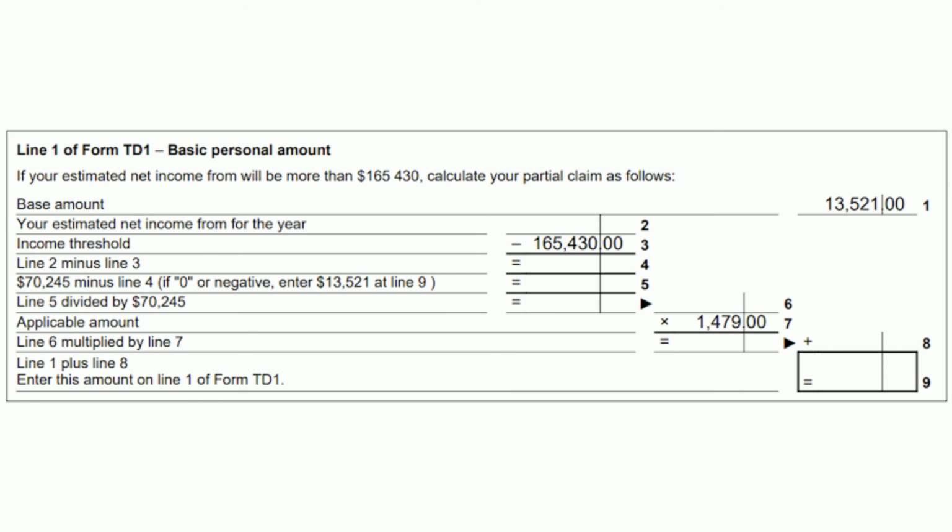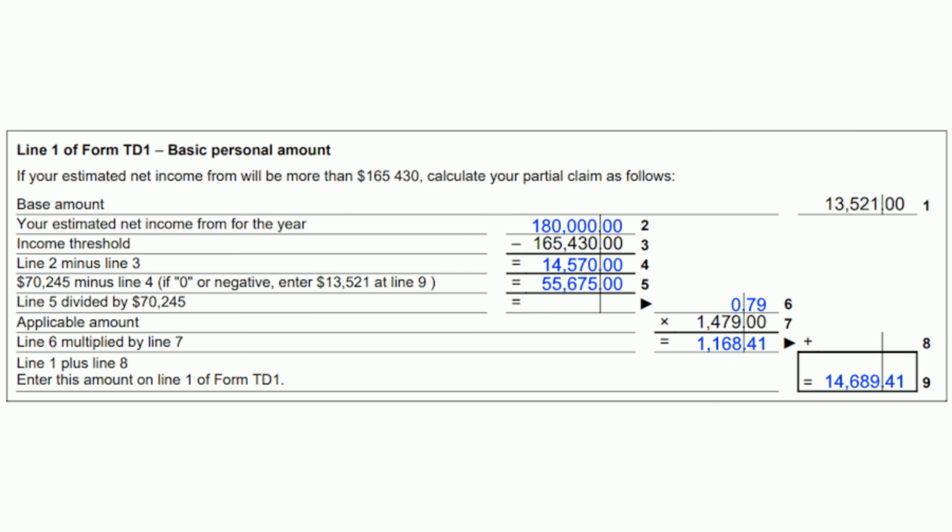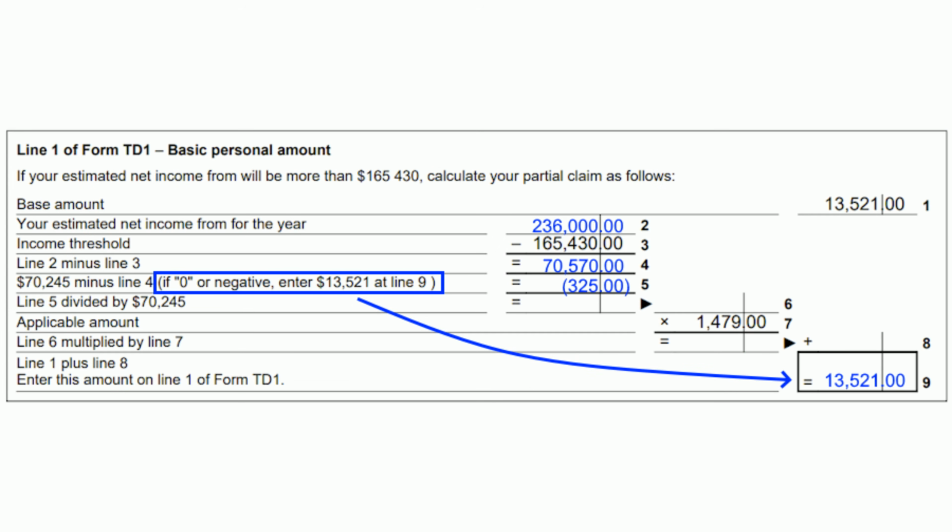The worksheet will determine your basic personal amount somewhere between $13,521 and $15,000. As your income goes beyond $165,430, the calculated amount decreases from $15,000. For example, if your income is $180,000, the calculation would look something like this, and you would claim $14,600 and change on it. Once your income level is beyond $235,675, the sliding scale stops and your basic personal amount is capped at $13,521.